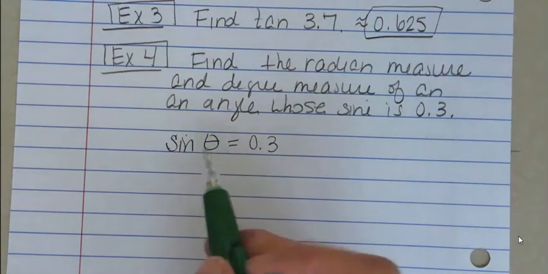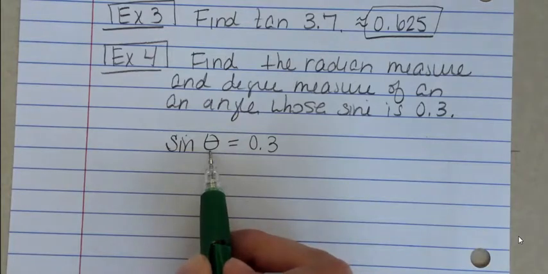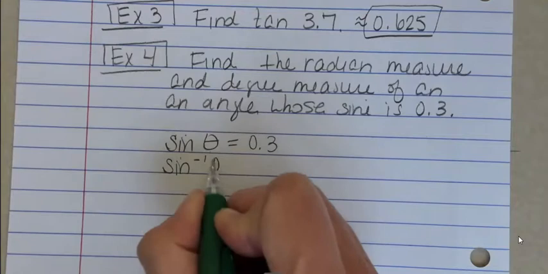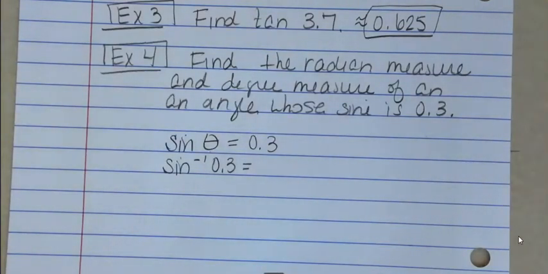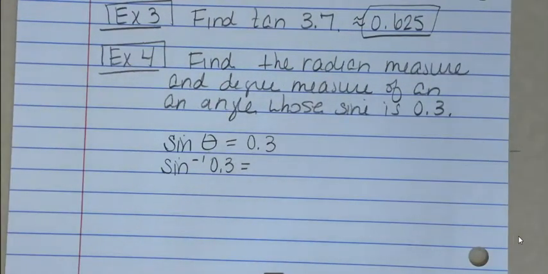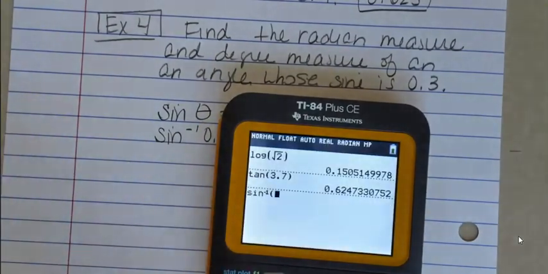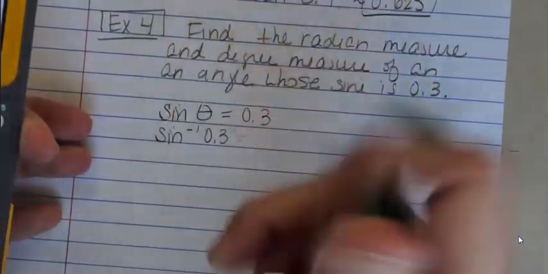So in order to find this angle, what do I need to use? I need to use sine inverse, right? So sine inverse of 0.3 will give me what? Now, if I'm in radian mode, it's going to give me the angle in radian measure. If I'm in degree mode, it's going to give it to me in degrees. So sine inverse, I'm currently in radian mode, of 0.3 gives me about 0.305. I'll put approximately.